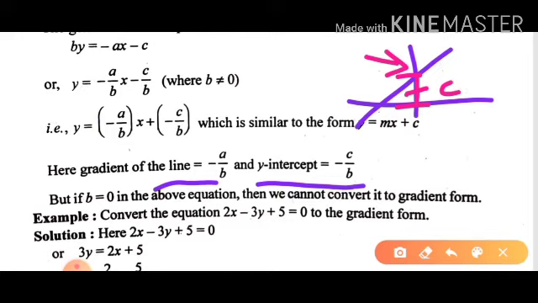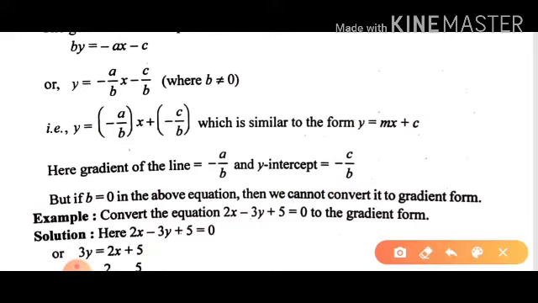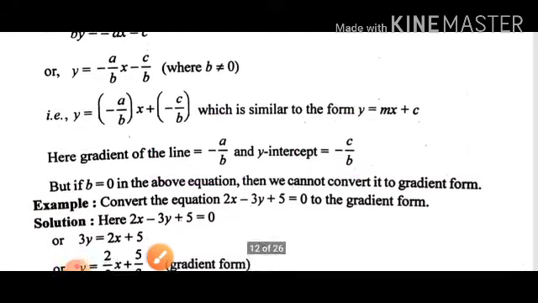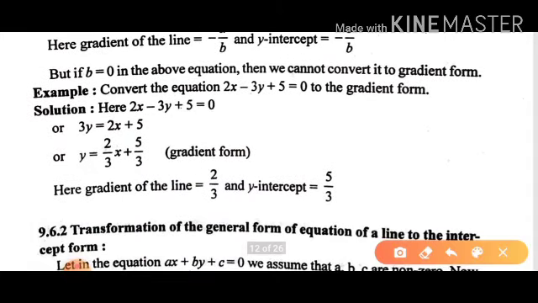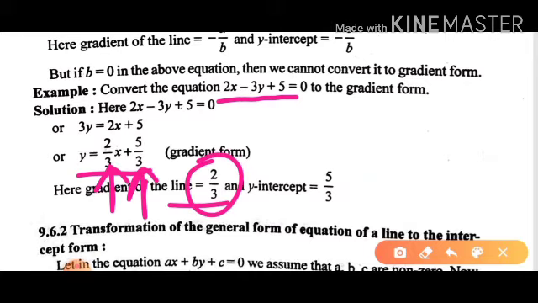So the y intercept will be equal to minus c by b, and the gradient of a line will be m equal to minus a by b. Any line you can represent this way. Here it is given 2x minus this one, represented in this form, where this is the gradient and this is c. So the gradient of the line is 2 by 3, and the y intercept is minus 5 by 3.